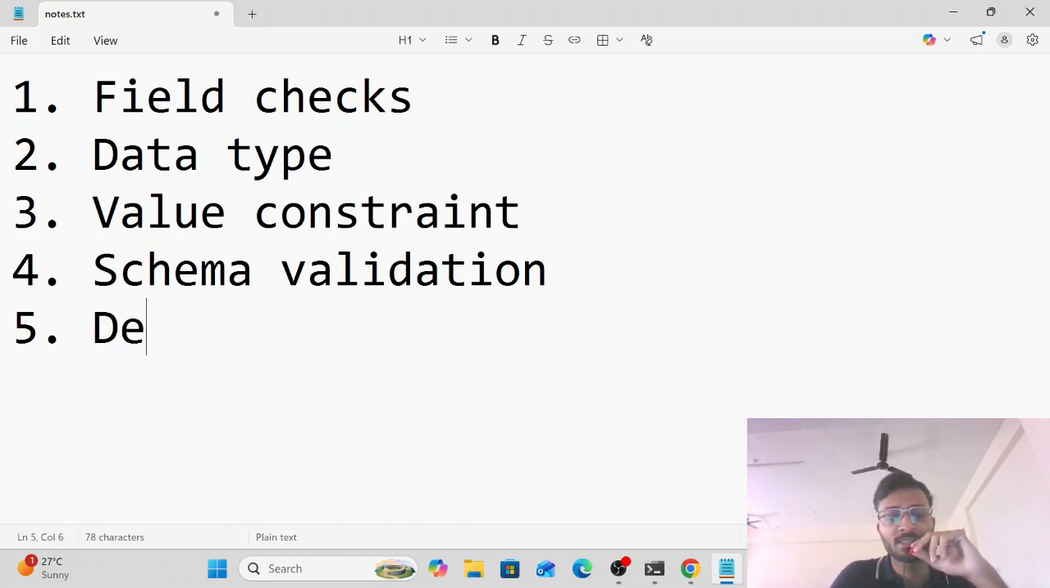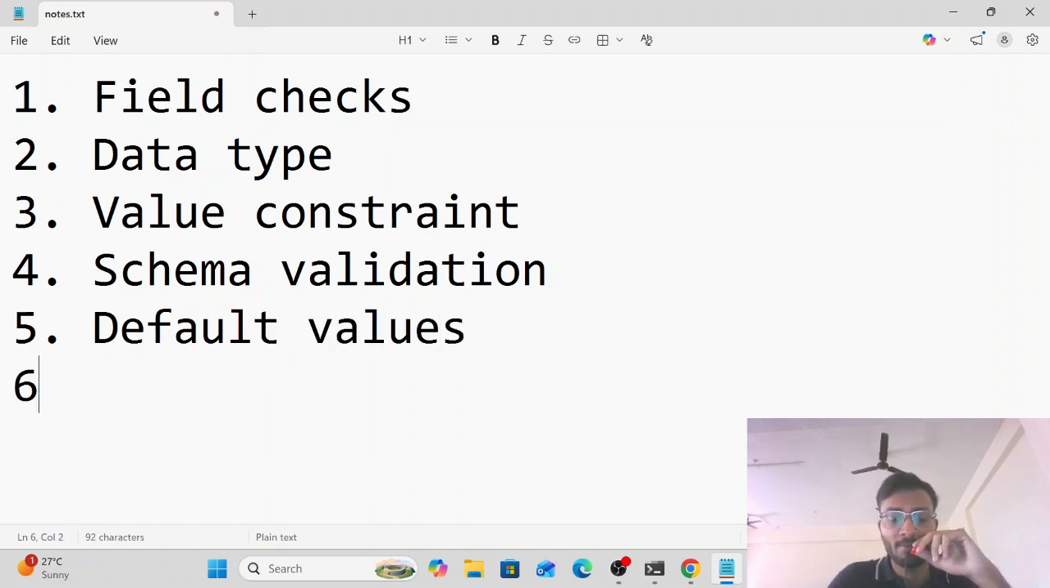Now the fifth one is defined rules, or default values, so that we can have a backup plan and the configuration doesn't break down easily. It helps in providing safe results, prevents missing parameter issues and the like.